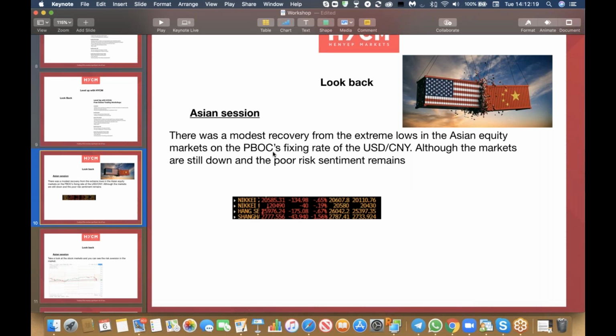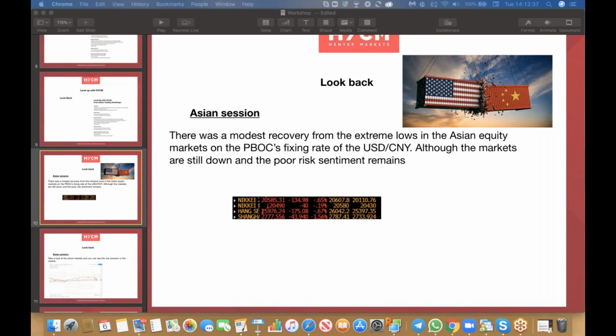The People's Bank of China had a different fixing rate for the US dollar Chinese yuan. Now, the US dollar Chinese yuan currency pair is a very politicized currency pair at the moment. I'm just going to get it up here and show you so you can see what's going on with it. I'm just going to call it up on my TradingView.